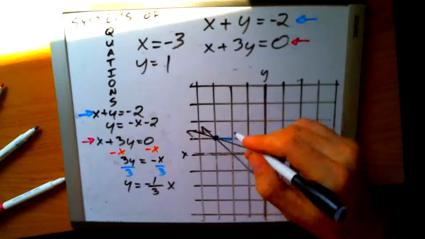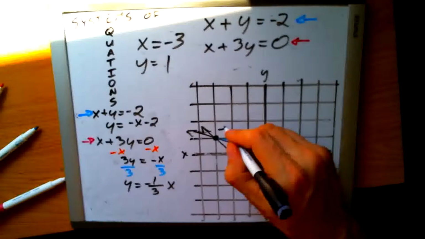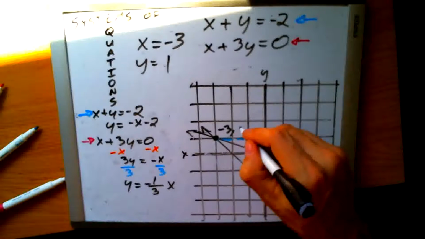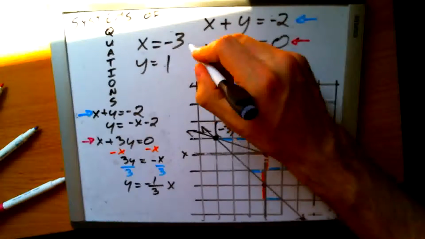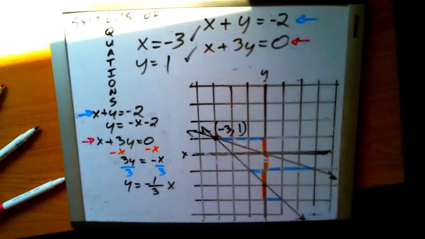And where these lines meet is the solution to our system of equations at negative 3, 1. So that matches with our solutions we found. X equals negative 3, y equals 1.